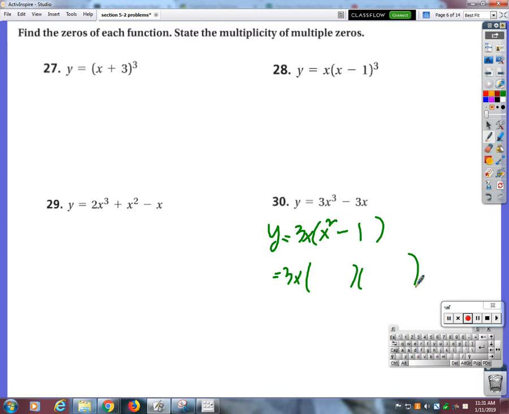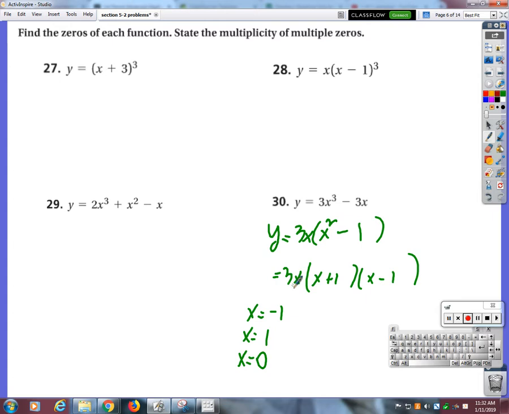1 and negative 1, yeah. x plus 1 and x minus 1. Okay, so since that factored into 3 pieces, I have 3 answers. What's one of them? Negative 1, positive 1, and 0. Good. Okay.